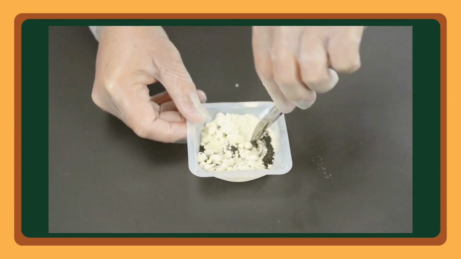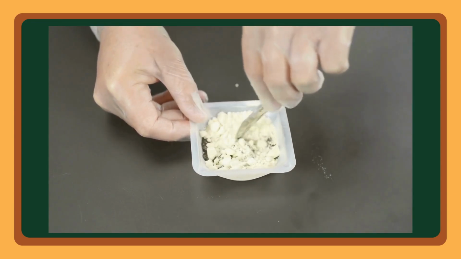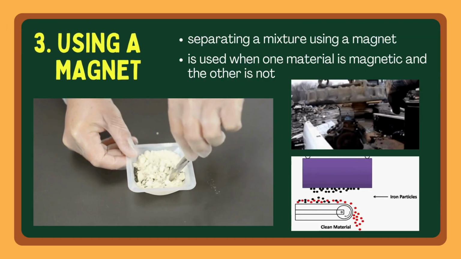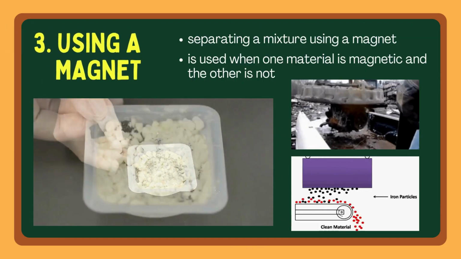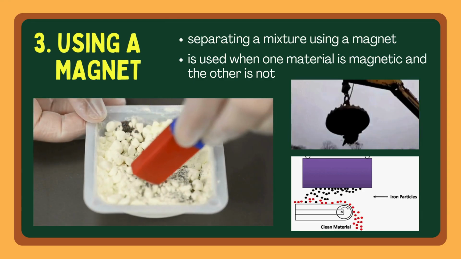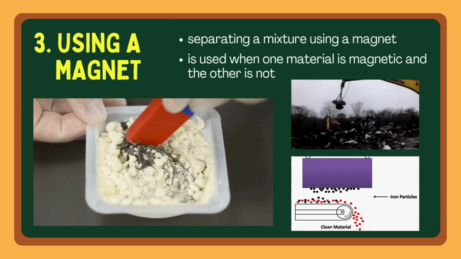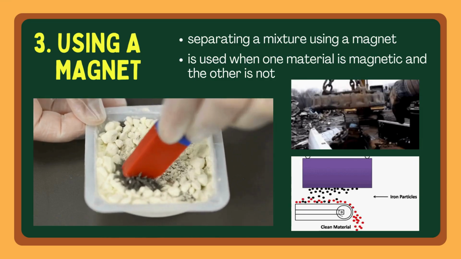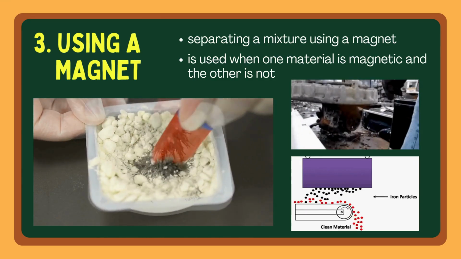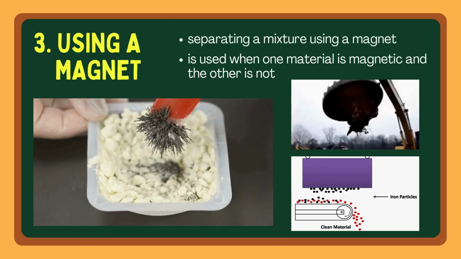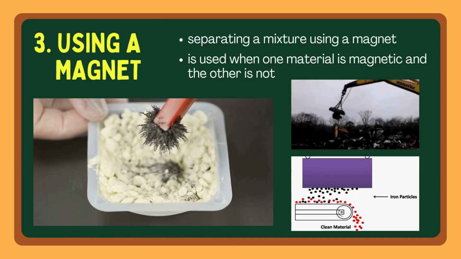Also called magnetic separation, it is separating a mixture using a magnet. It is used when one material is magnetic and can be easily attracted by a magnet, while the other material is non-magnetic and remains behind. Examples include magnets used in scrapyards and mining.